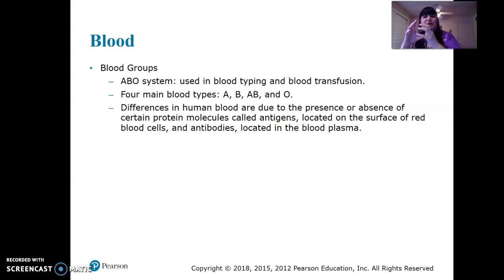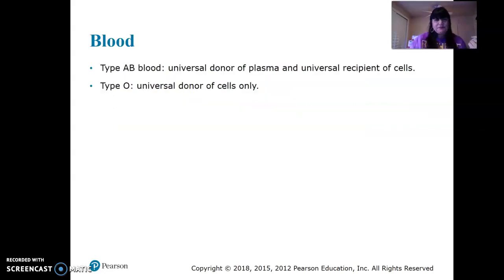So if someone has blood type A, they have a certain protein, A. If someone has blood type B, they have a certain protein, B. AB, they have both A and B. And O has none of those. Why do we care? Why does it matter?